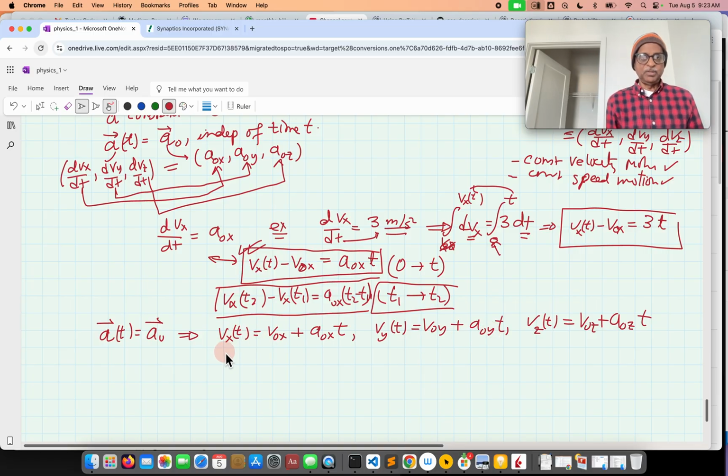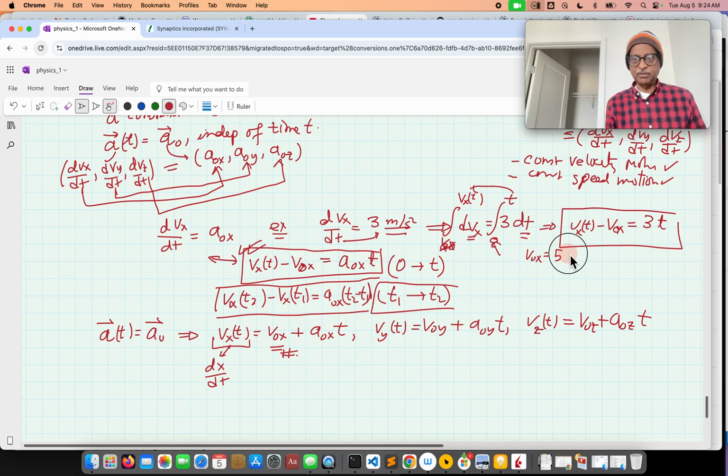Well, why stop here? You can further solve this for the position with time. So write this as dx/dt. Now this is a known number. For instance, if v0x is, say, 5 meters per second, then this will be vx(t) minus 5 equals 3t, or vx(t) equals 5 plus 3t.